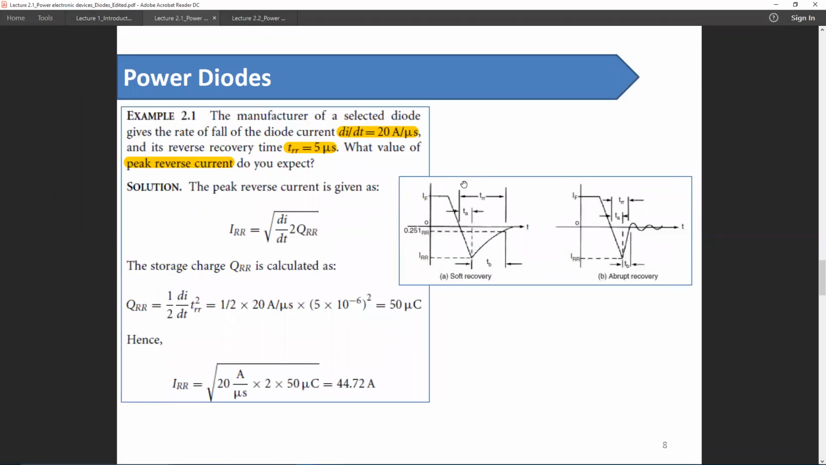So this is a quick math for reverse recovery parameters calculation. All you have to do is remember these two formulas. It will be helpful in mathematics.